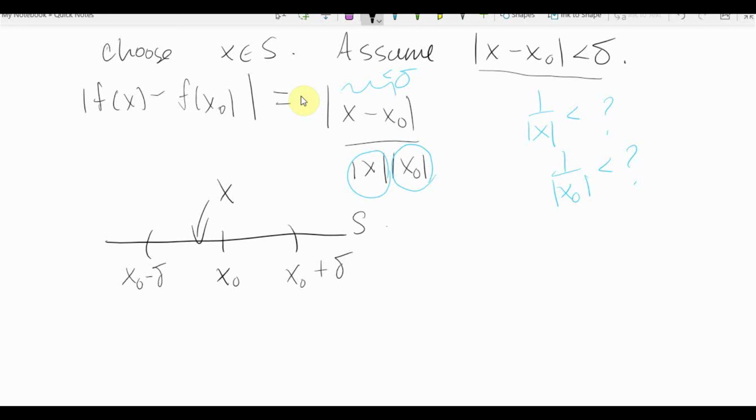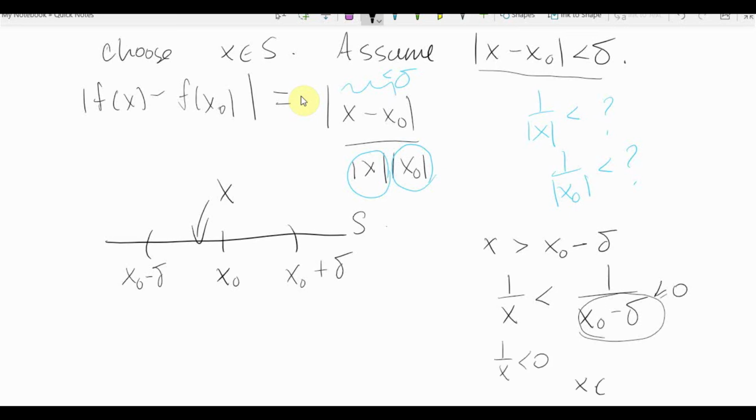Okay, great. So what I do know is that x is bigger than x naught minus delta, which is the same as saying that 1 over x is less than 1 over x naught minus delta. The only thing I have to be careful of is if this denominator is less than 0. If that denominator is less than 0, then certainly 1 over x will be less than 0, but I know that x lives in S, right? And S is equal to 0 to infinity. It's this particular set, so x must be positive.